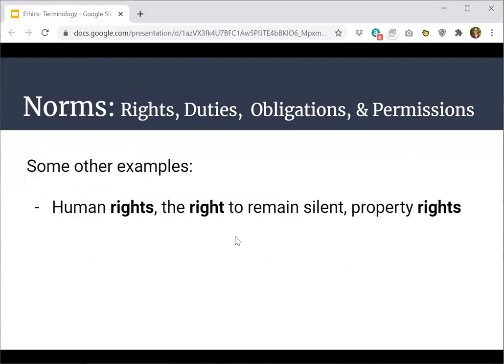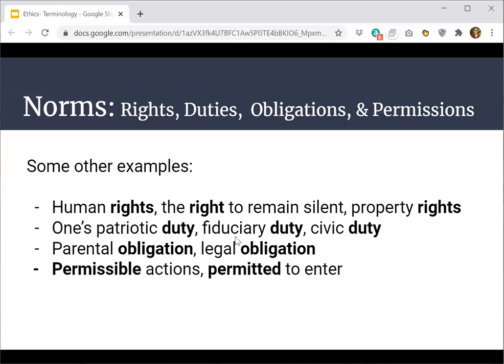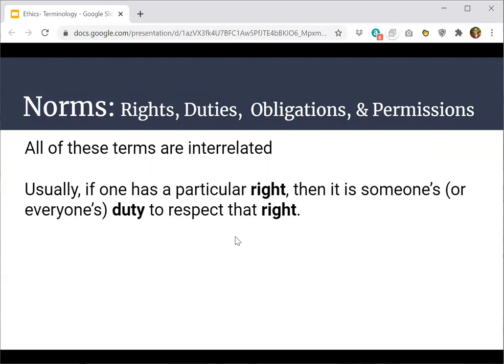Some other examples. Human rights. So, right, humans have rights, we think, the right to remain silent, property rights. Duties, we've got patriotic duties, fiduciary duties, civic duties. Obligations, we have things like parental obligations and legal obligations. And then the term permissible, right? We've got permissible actions or being permitted to enter or exit. All of these terms are interrelated, and so it's worth getting clear on how.